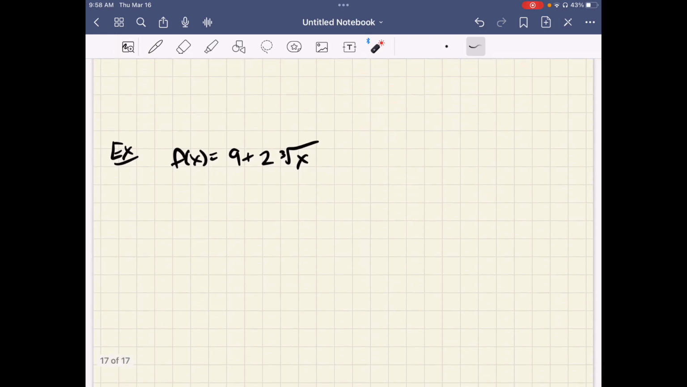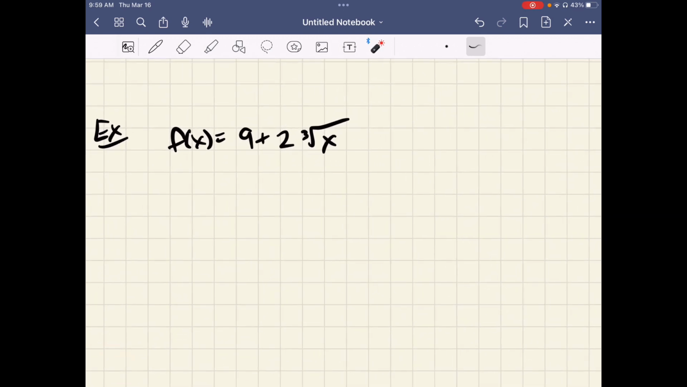All right, here is an example for you to try on your own. This one's a little different because if you'll notice, we have a cubed right there. Same idea as a squared. Try it, see how you do, and we'll check in a second.